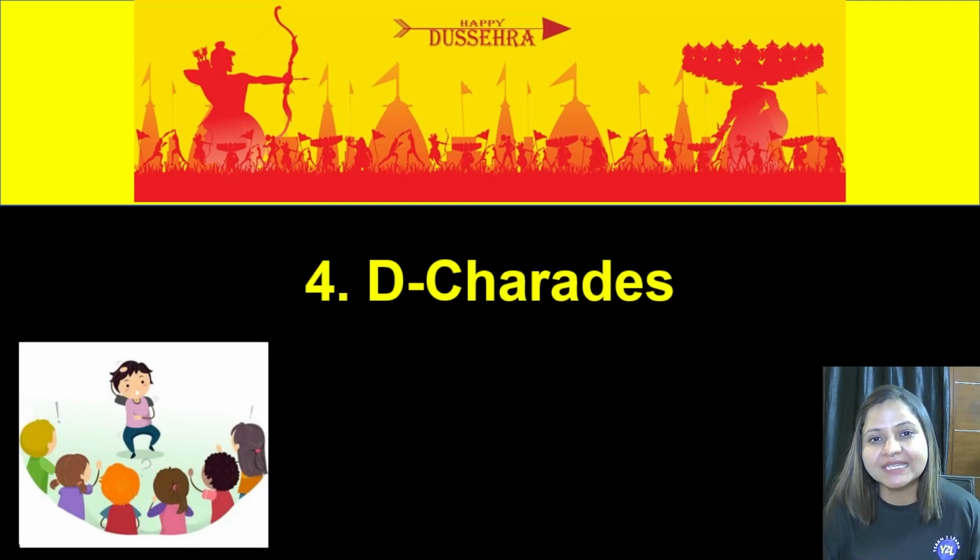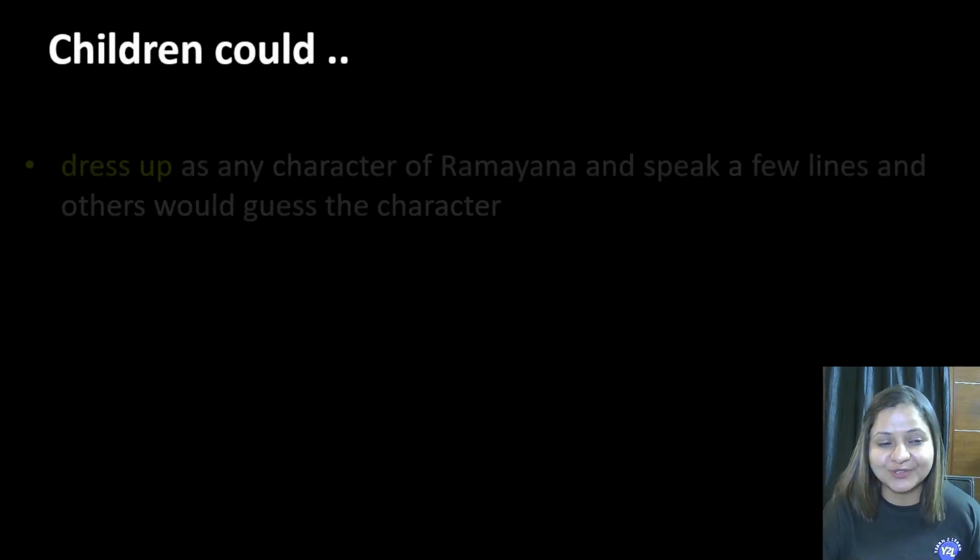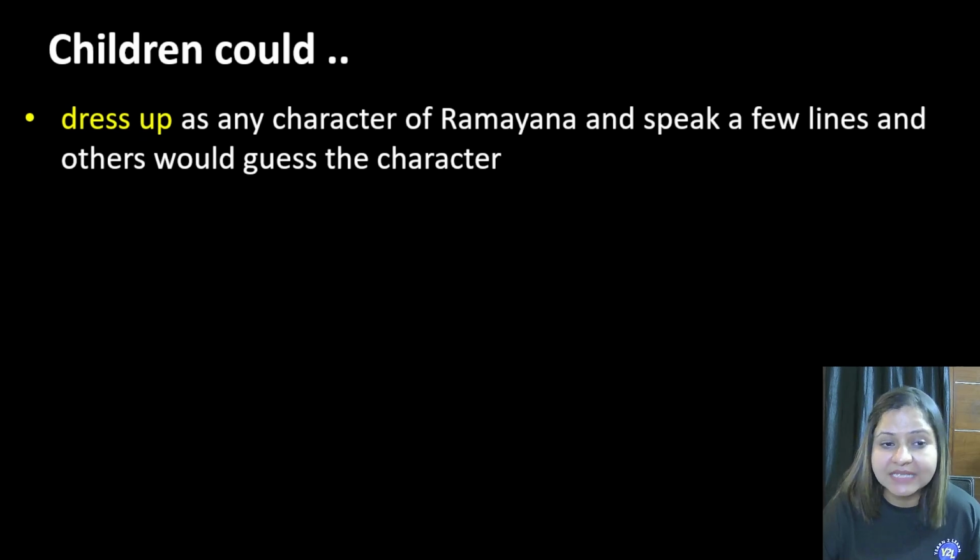The fourth activity is D-Charades, and in it I'm going to give you two versions, for the students as well as from the teacher's side, how teachers could do it. But this D-Charade is not dumb charade, it is the Dussehra charade. So let's see what children could do. They can dress up as any character of Ramayana and speak a few lines, and others would guess the character.